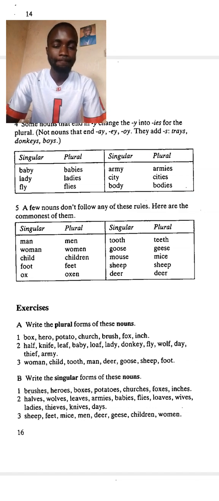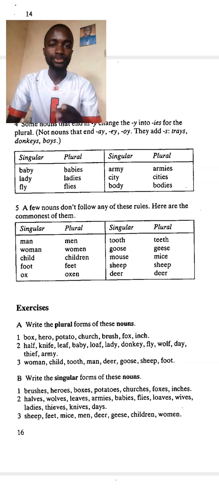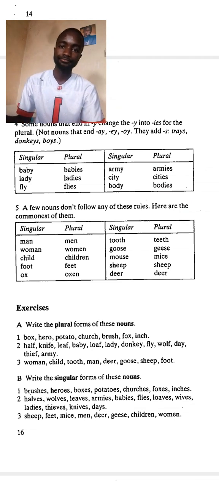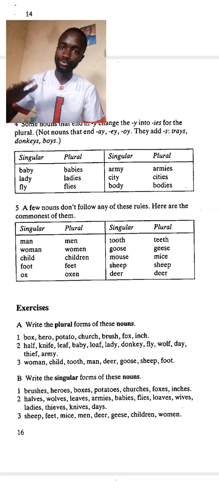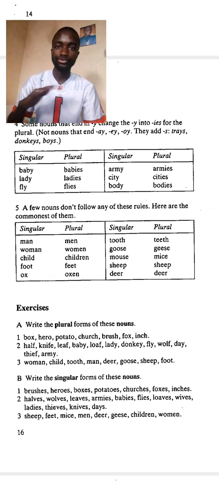It's impossible. Now that we've learned all these five rules, you have to put it in your mind that these rules work according to grammar. The rules are the rules.